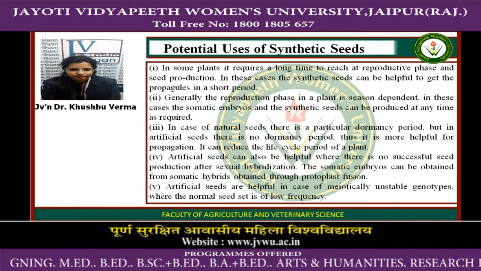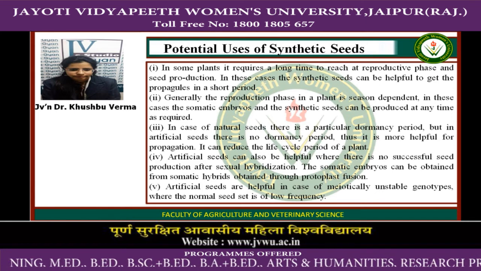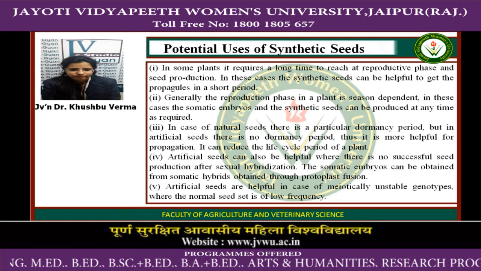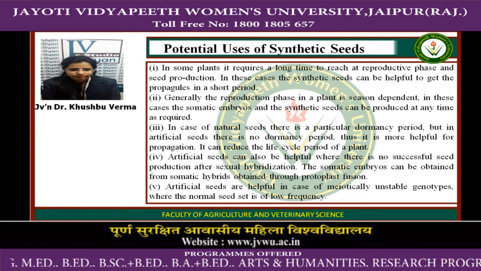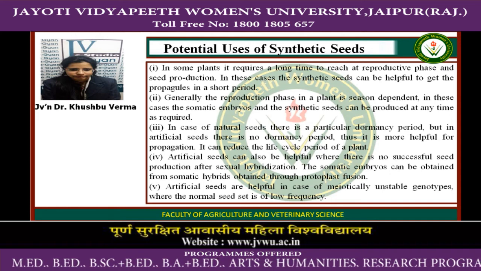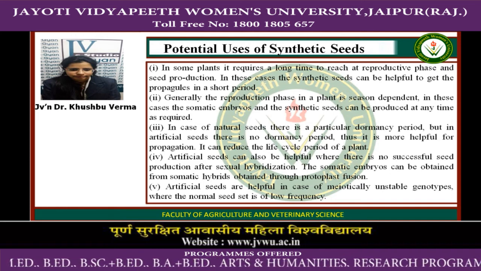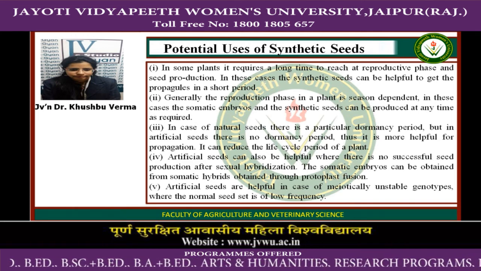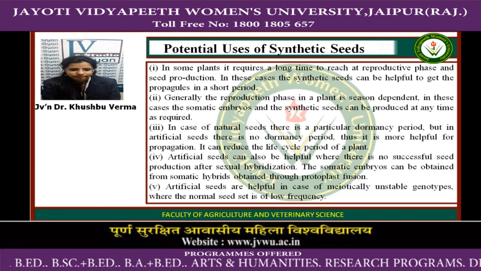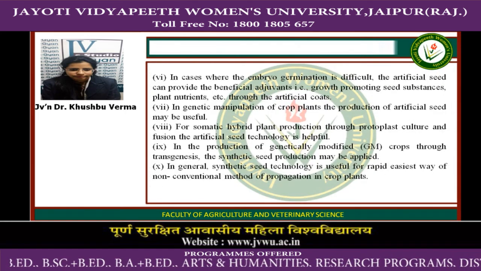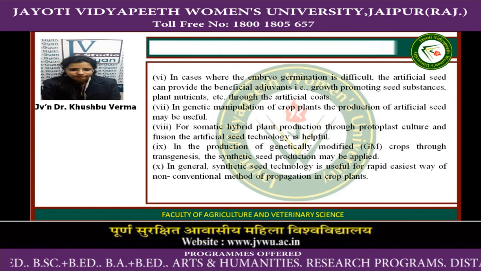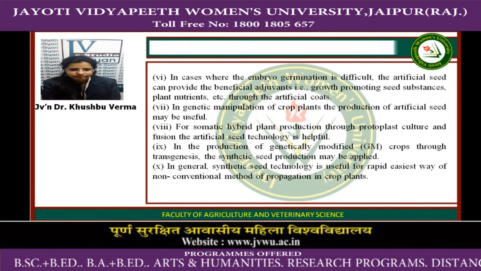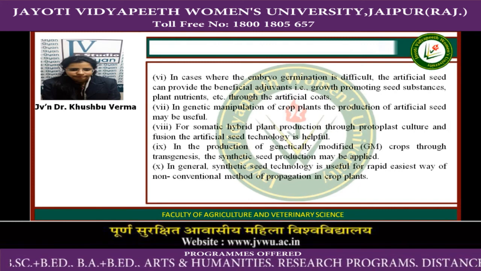Next, artificial seeds can be helpful where there is no successful seed production after sexual hybridization. The somatic embryos can be obtained from somatic hybrids produced through protoplast fusion. The last potential use is that artificial seeds are helpful in the case of meiotically unstable genotypes where the normal seed set is of low frequency. Where embryo germination is difficult, artificial seeds can provide beneficial adjuncts such as growth-promoting substances and plant nutrients through the artificial seed coat.